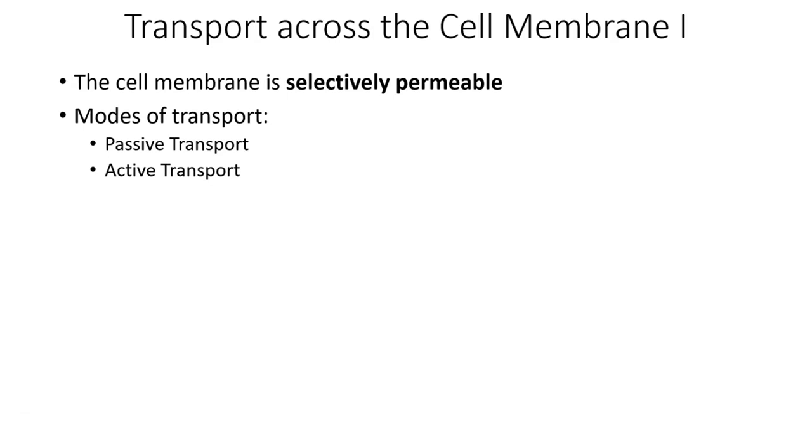All right, let's talk about transport across the cell membrane. And so this is going to involve a lot of those membrane proteins that we were talking about a couple slides ago. So the cell membrane or plasma membrane is selectively permeable, and that means that it is able to allow some substances to pass through, but prevent others from passing through. So it is selective in what it allows through.